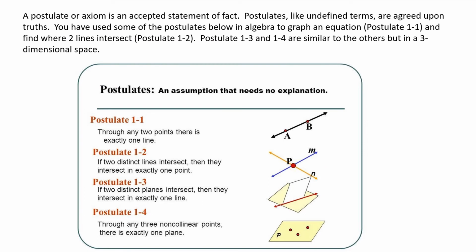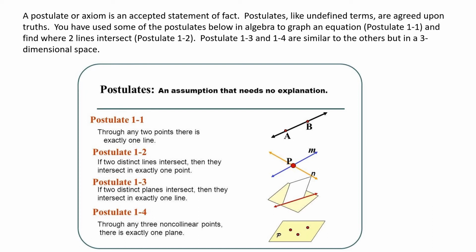A postulate or axiom is an accepted statement of fact. Postulates, like undefined terms, are agreed upon truths. This gives you some of the postulates below, like in algebra when you graph an equation and find where two lines intersect. Postulates 1.3 and 1.4 are similar to the others, but in three-dimensional space. So here we have that 2 points lie on exactly one line. Two distinct lines intersect at exactly 1 point. And then we go to three-dimensional space. You have two distinct planes intersect in exactly one line. So there we've got the three-dimensional from here to there.